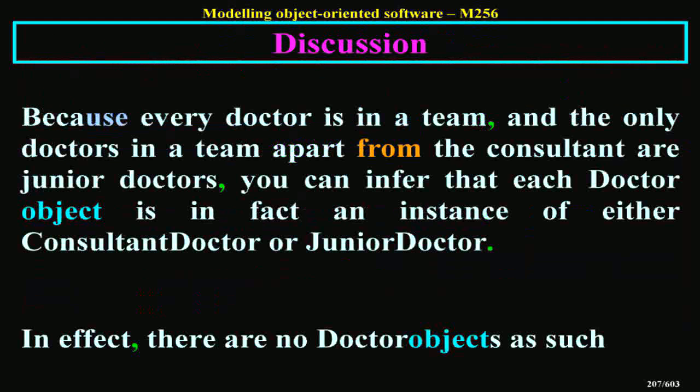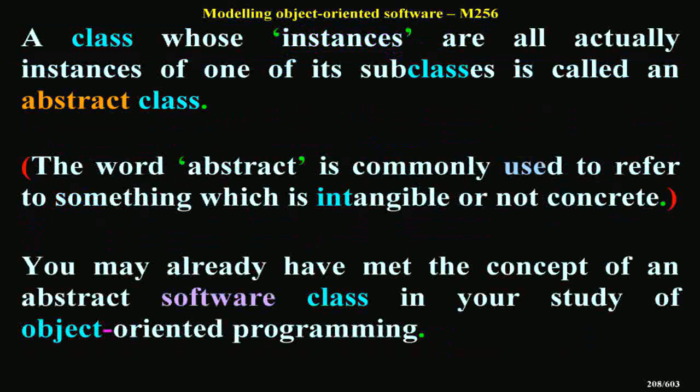Discussion. Because every doctor is in a team, and the only doctors in a team apart from the consultant are junior doctors, you can infer that each doctor object is in fact an instance of either consultant doctor or junior doctor. In effect, there are no doctor objects as such. A class whose instances are all actually instances of one of its subclasses is called an abstract class.